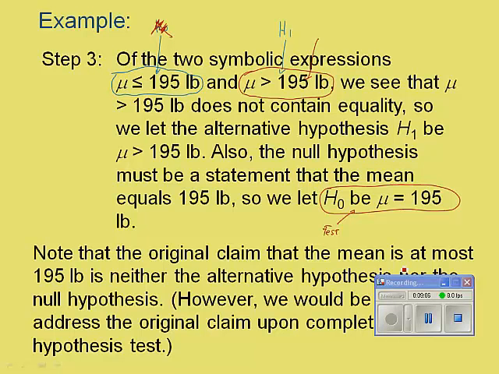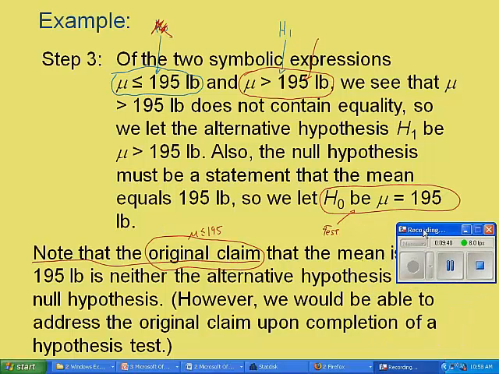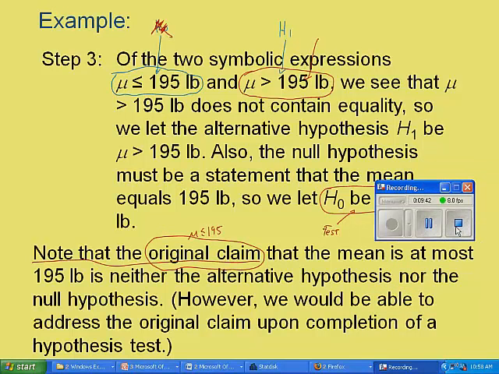And now here's the big note. It says, note, the original claim was mu less than or equal to 195, right? Is that the null hypothesis? No. Is that the alternative hypothesis? No, because it had equals, so that was no good. It's just the original claim. We'll be able to say something about the original claim when we're done with the hypothesis test. All right. I'm going to stop here, let you take that break.